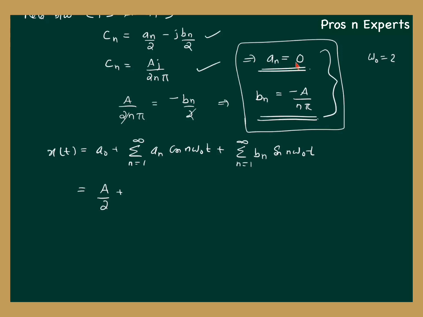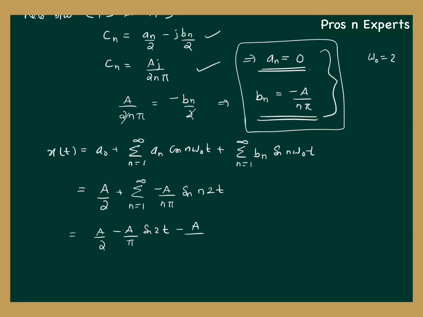And a_n equal to 0. That means this entire sigma term will end up as 0. Okay, so we have only sigma n equal to 1 to infinity b_n sin n omega_0 t. What is b_n? b_n is minus A by n pi into sin n omega_0, which is 2, so sin 2nt. Alright, that is equal to A by 2 minus A by pi into, for n equal to 1, so minus A by pi sin 2t.